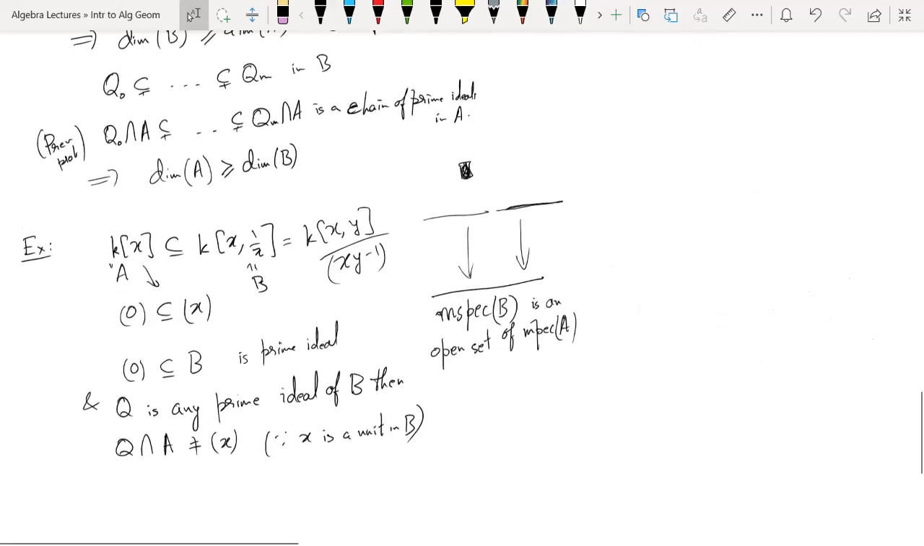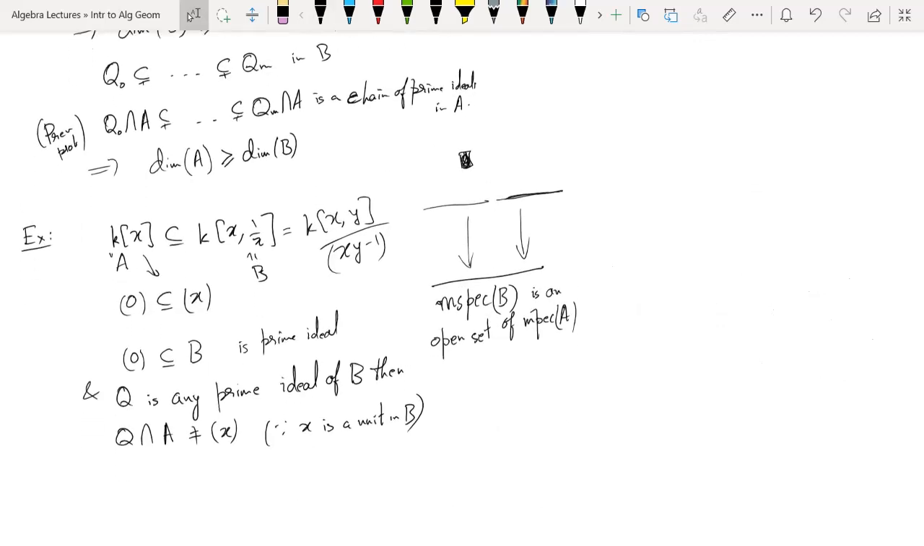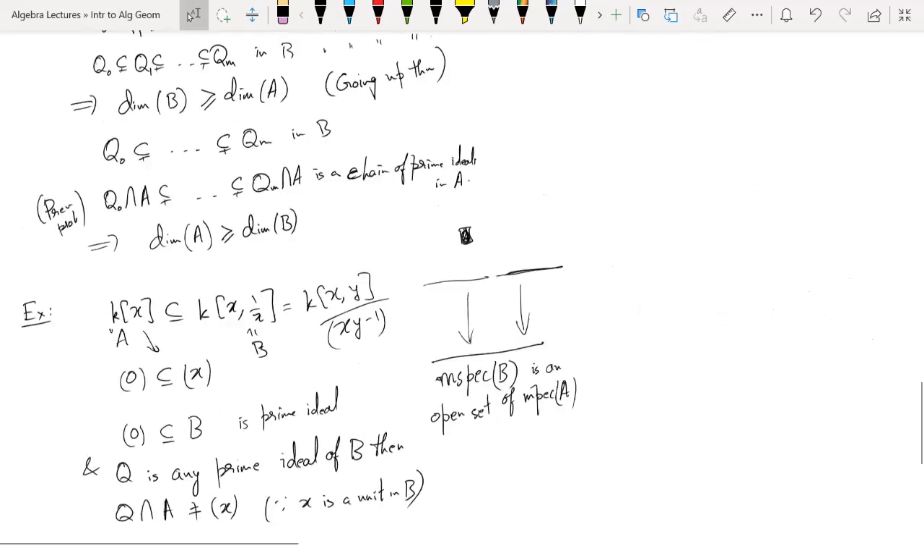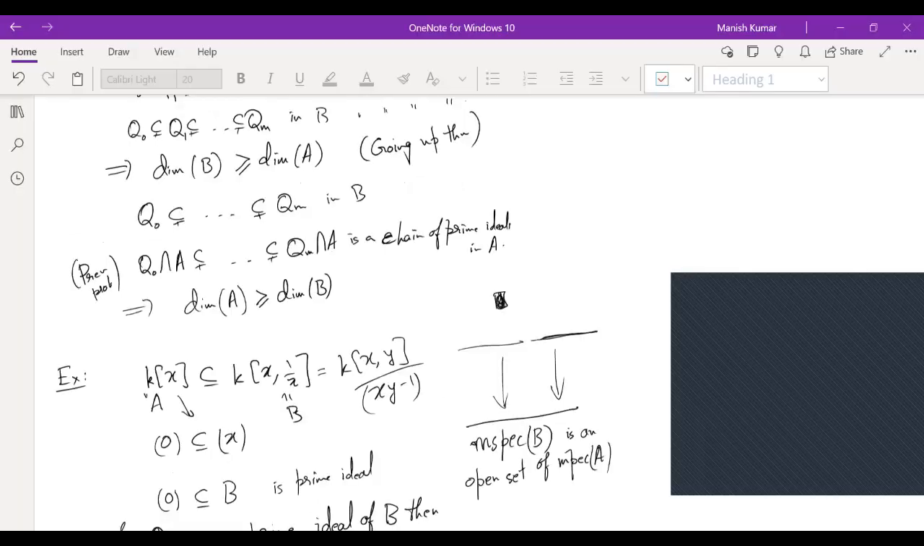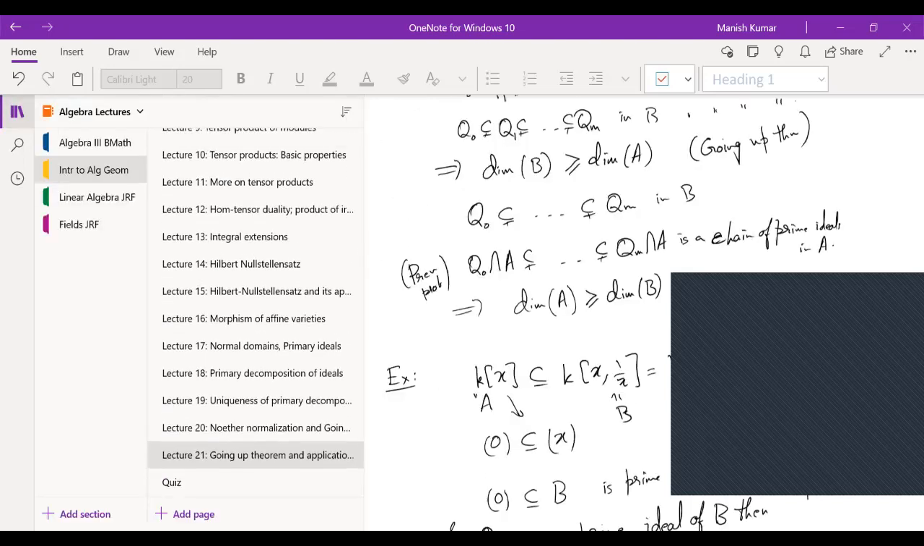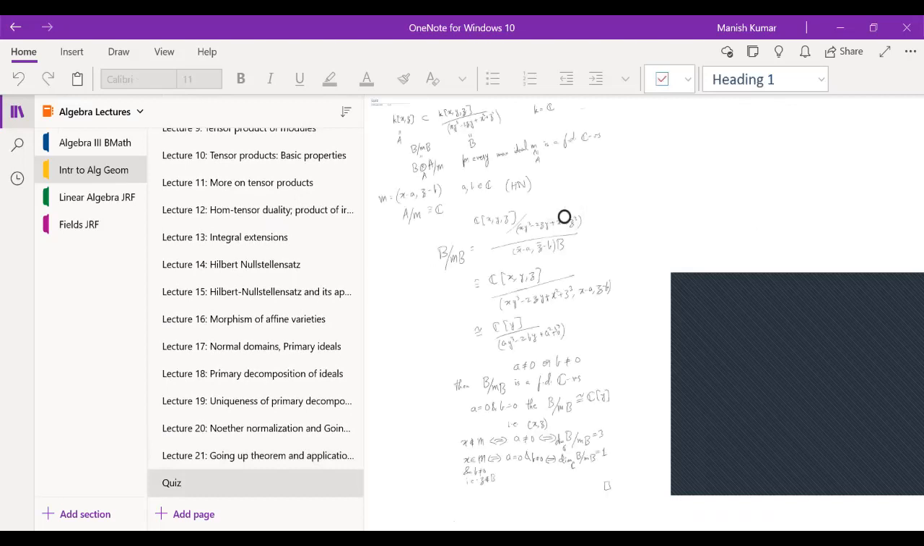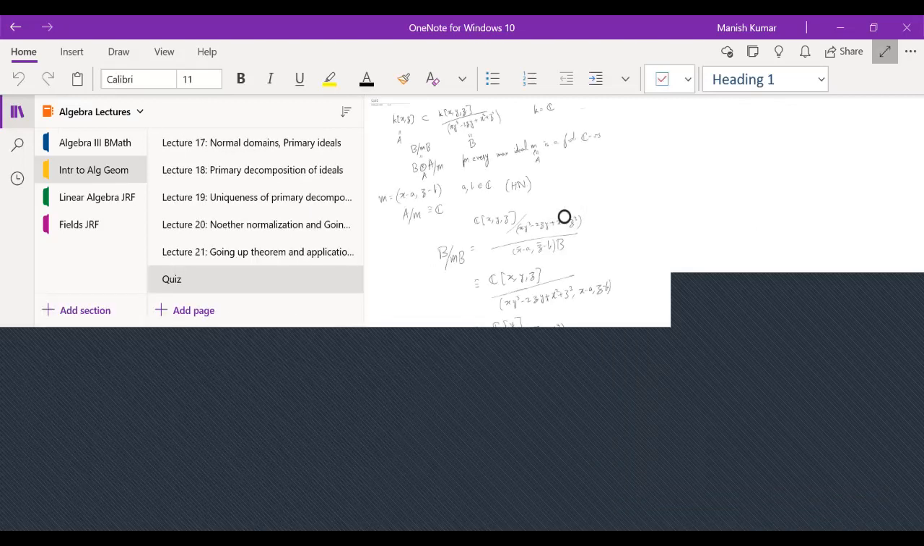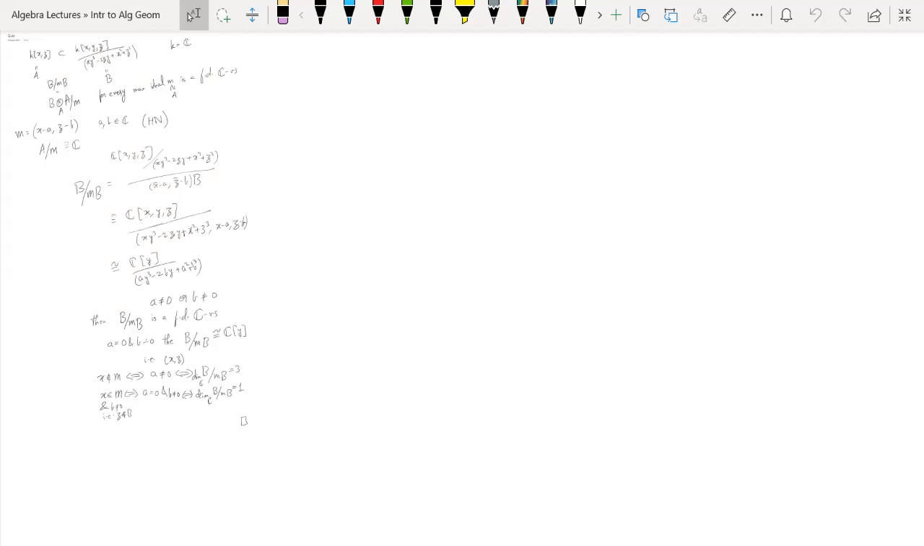Any questions? So there is something called going down theorem as well, but maybe I don't want to talk about it right now. But I wanted to give you some geometry about the quiz questions, which I forgot to do when I was discussing.